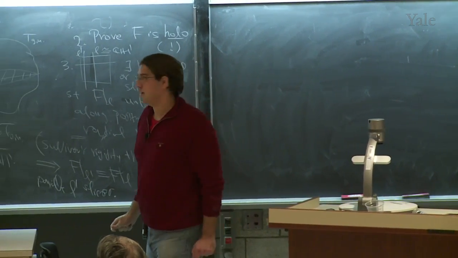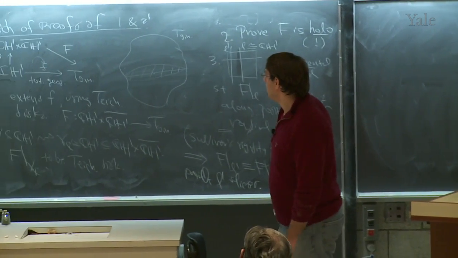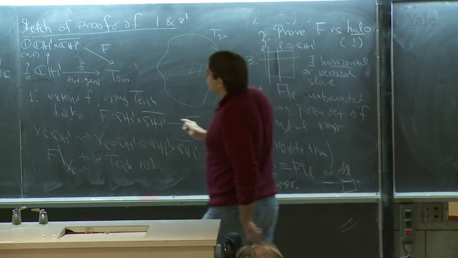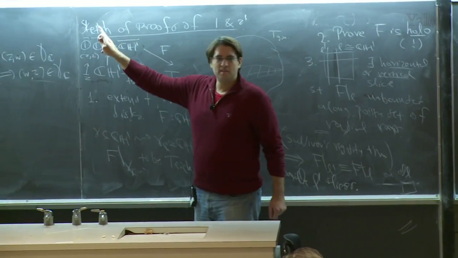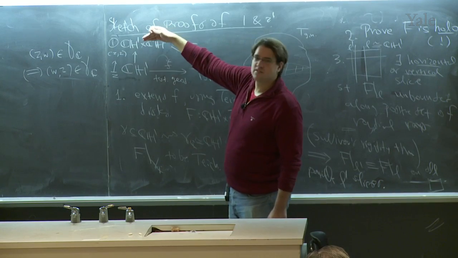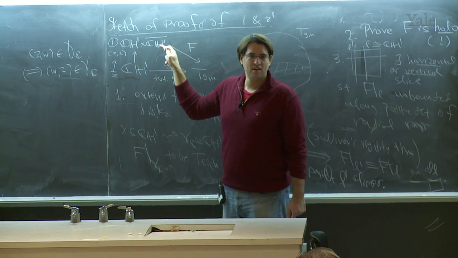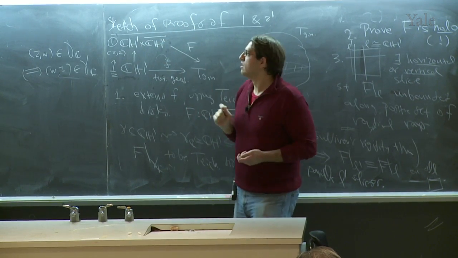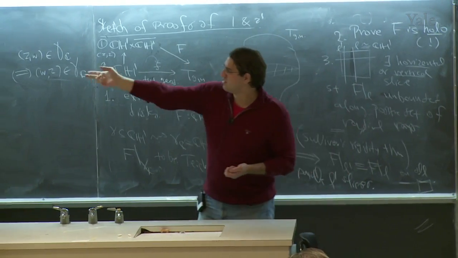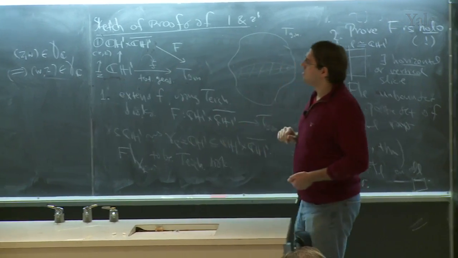F is anti-holomorphic on CH in the... Yeah, it's holomorphic here, which means if you change the complex structure, it's holomorphic and anti-holomorphic. Which is exactly where this either-or comes from.